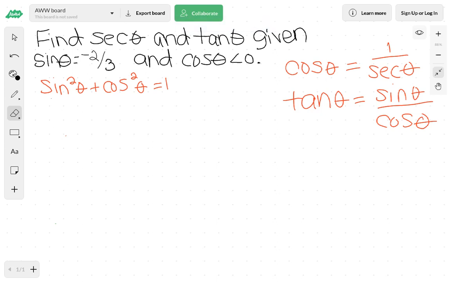In this problem, we're going to use the Pythagorean identities, reciprocal identities, and quotient identities to find the secant and the tangent if we know that the sine is negative 2/3 and cosine is less than 0.